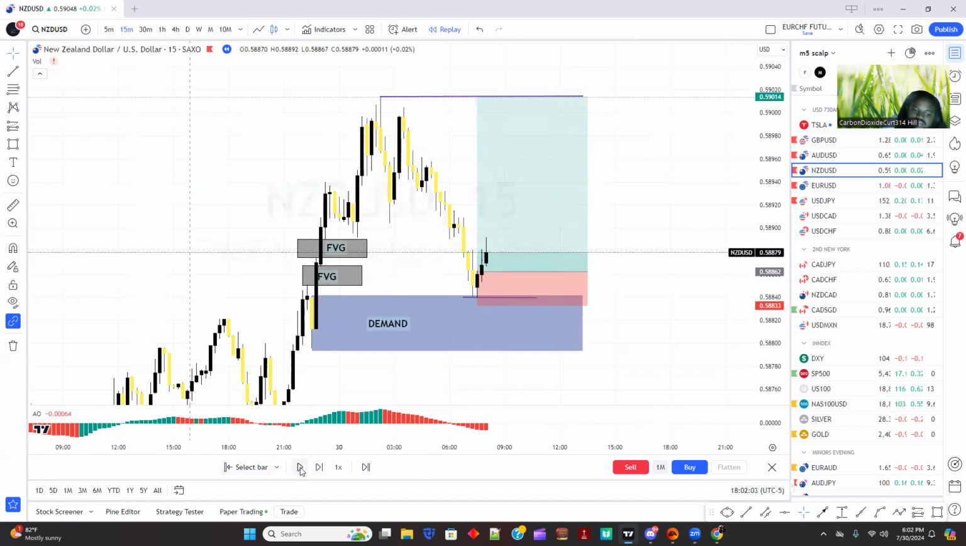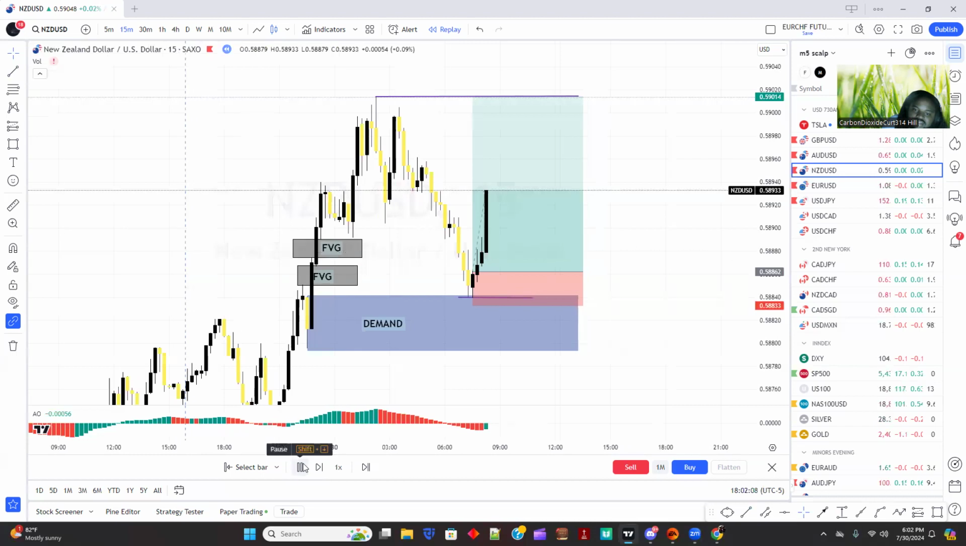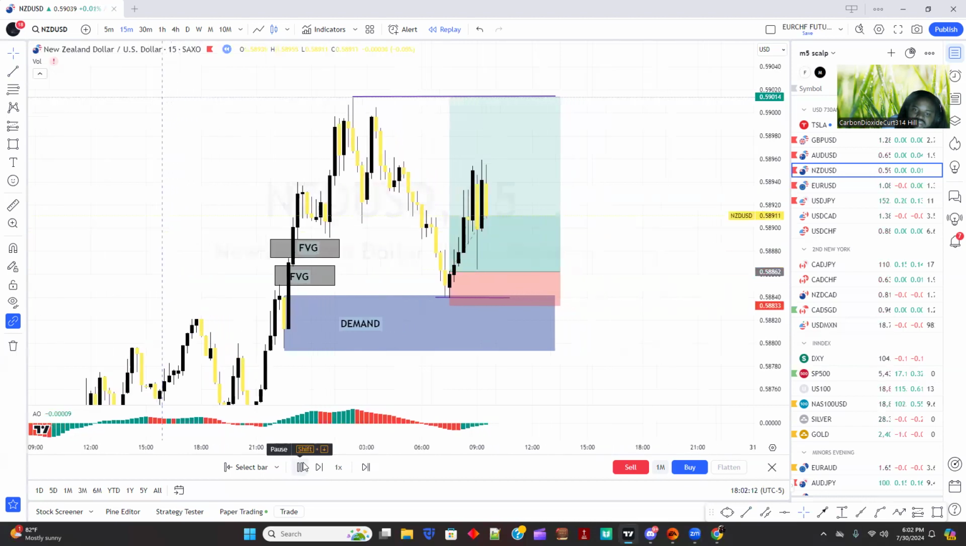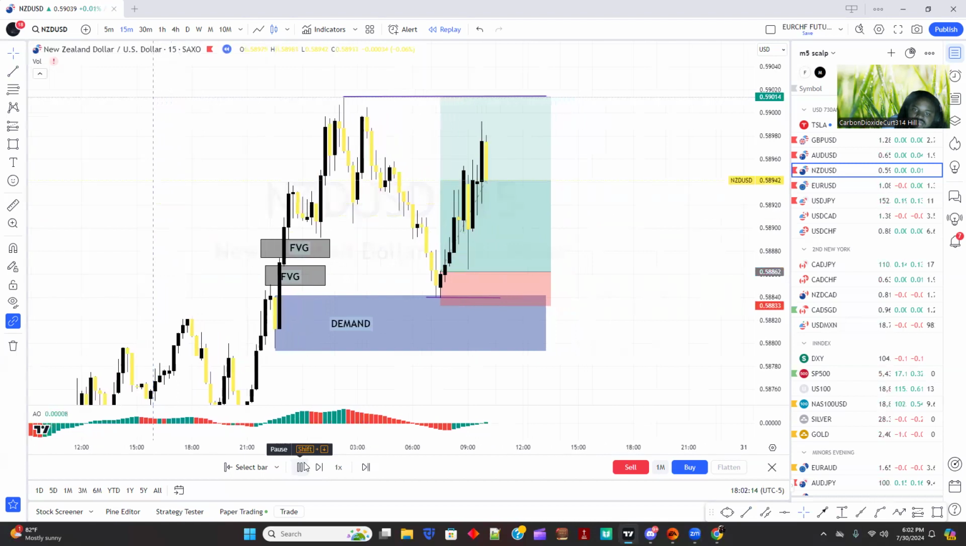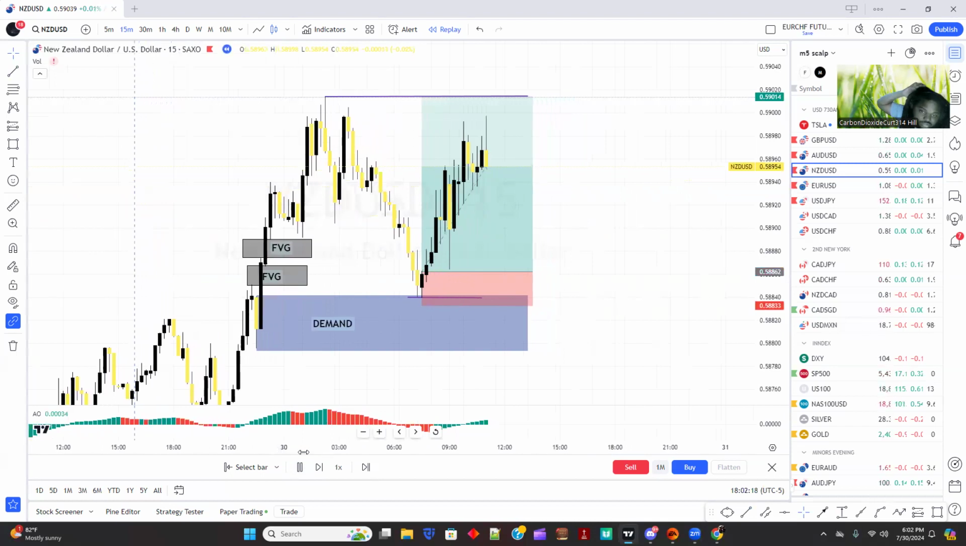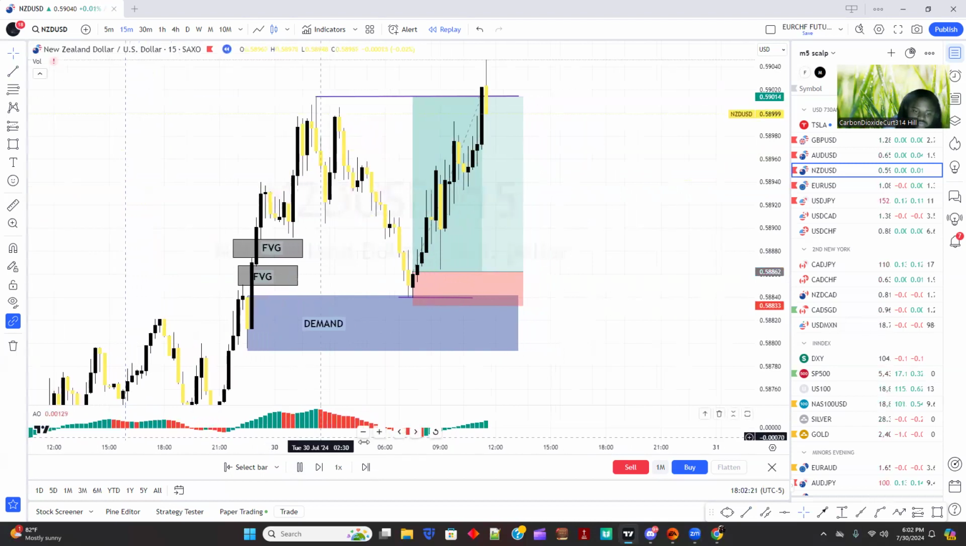So what ended up happening is we got in right there, and then it played a little games a little bit, and as you can see, all of that's noise. All them candles are noise. We already got what we came for.